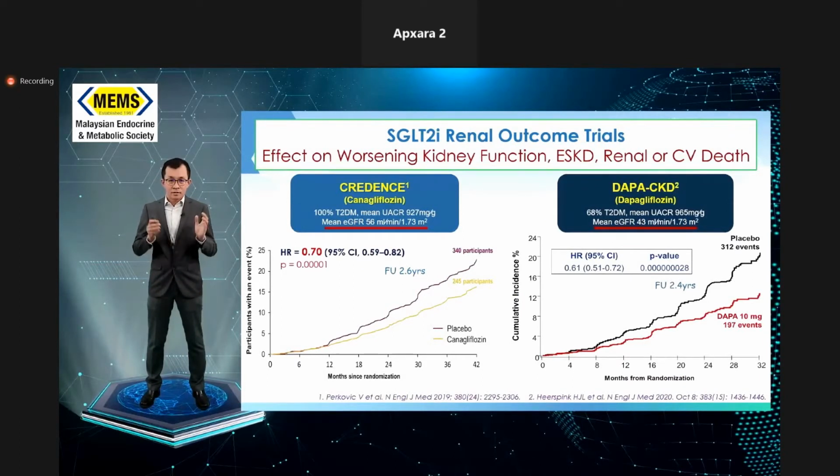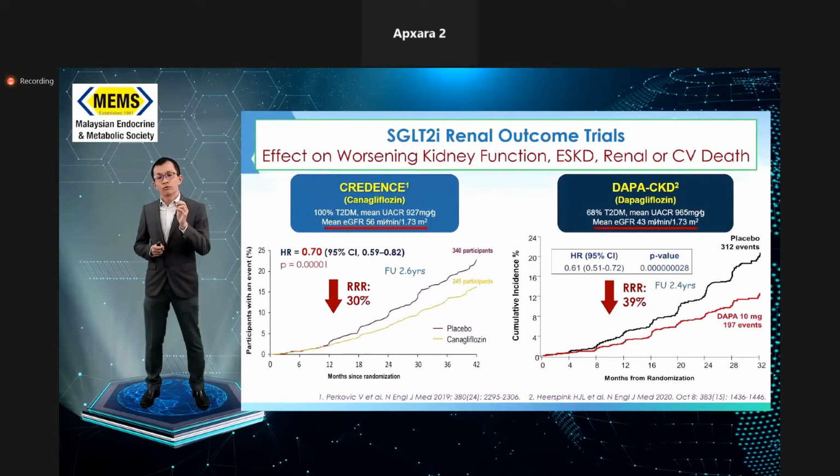You can see that both the trials recruited patients with stage 3 CKD with significant proteinuria up to 1 gram a day. And it's important to highlight that CREDENCE recruited 100% diabetic patients, but in DAPA-CKD, only 2/3 of patients were diabetic, and another 1/3 were non-diabetic. But in both studies, with a median follow-up of 2.5 years, it shows a significant risk reduction of 30% in CREDENCE and up to 40% in DAPA-CKD.